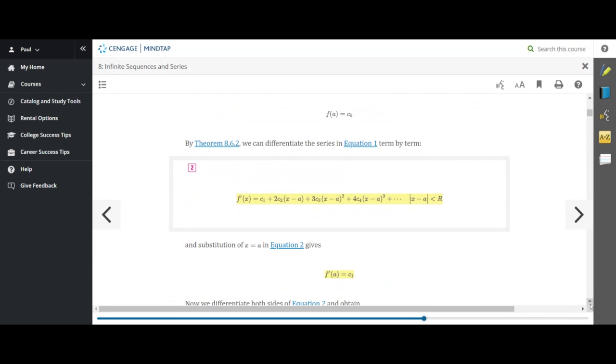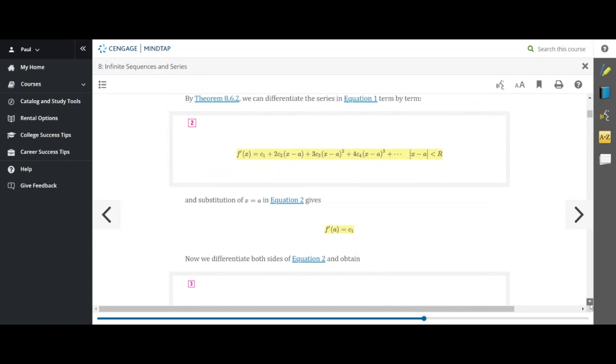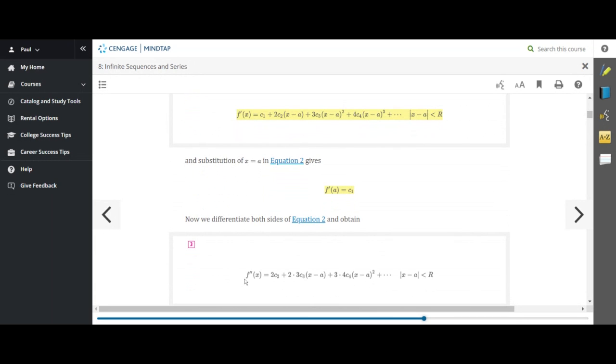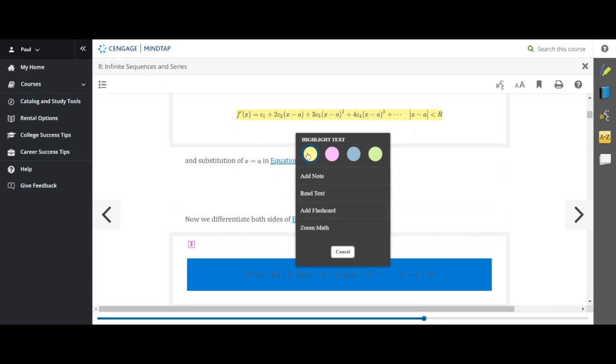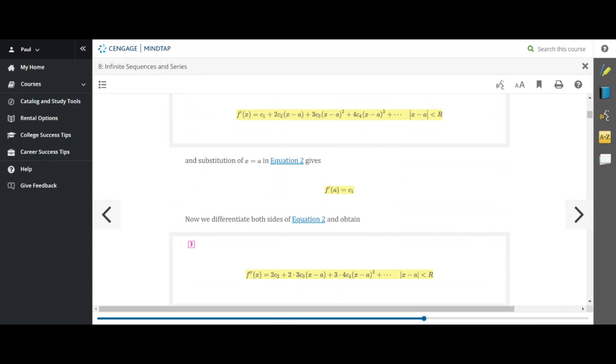Well, now let's try to find C sub 2. We're going to differentiate again. We can differentiate the derivative function f prime of x and get the second derivative that you see in equation 3. F double prime of x will equal 2c2 plus 2 times 3 times c sub 3 times x minus a plus 3 times 4 times c sub 4 times x minus a squared, and so forth. Differentiating a polynomial is easy, right?